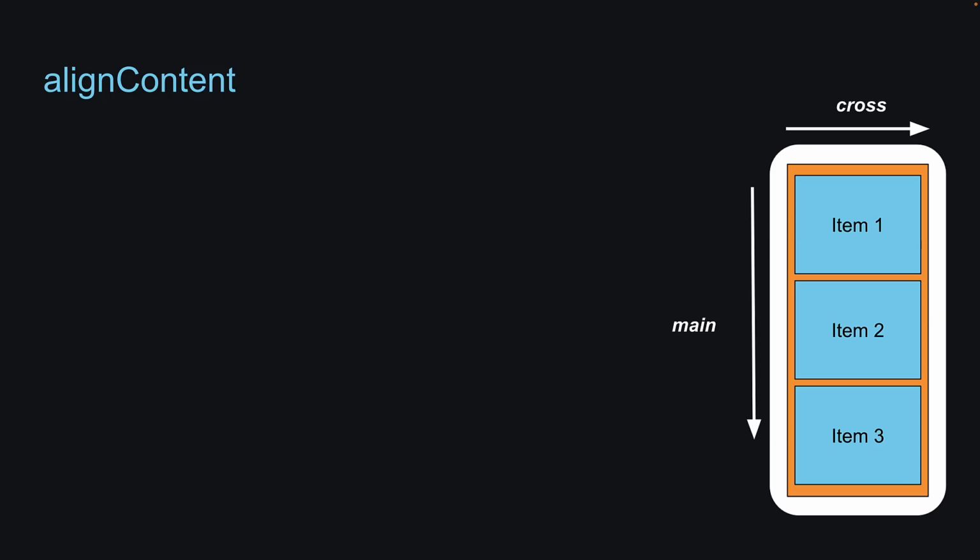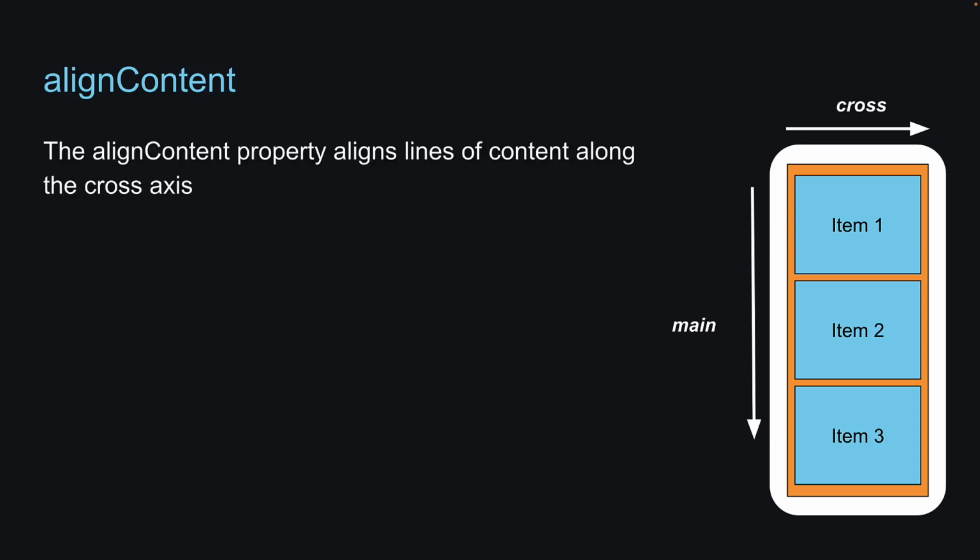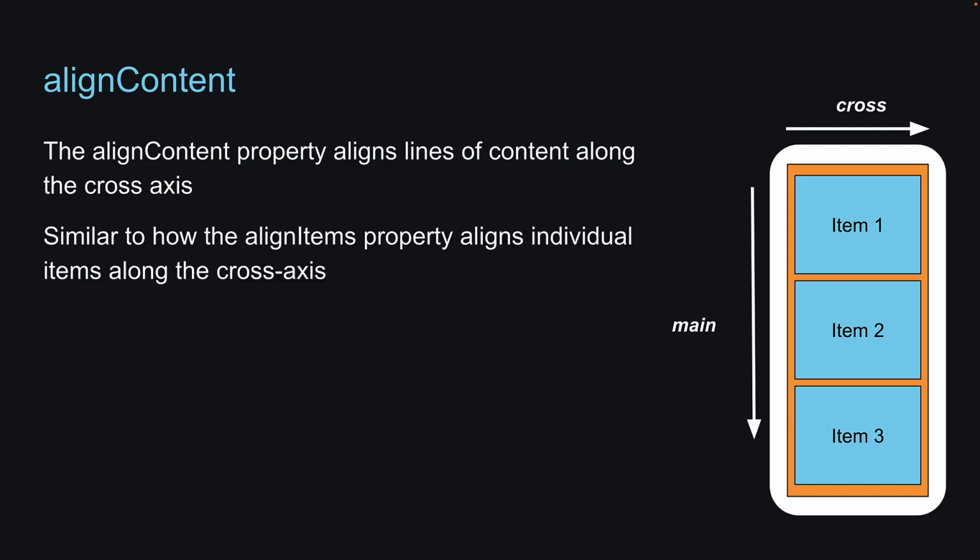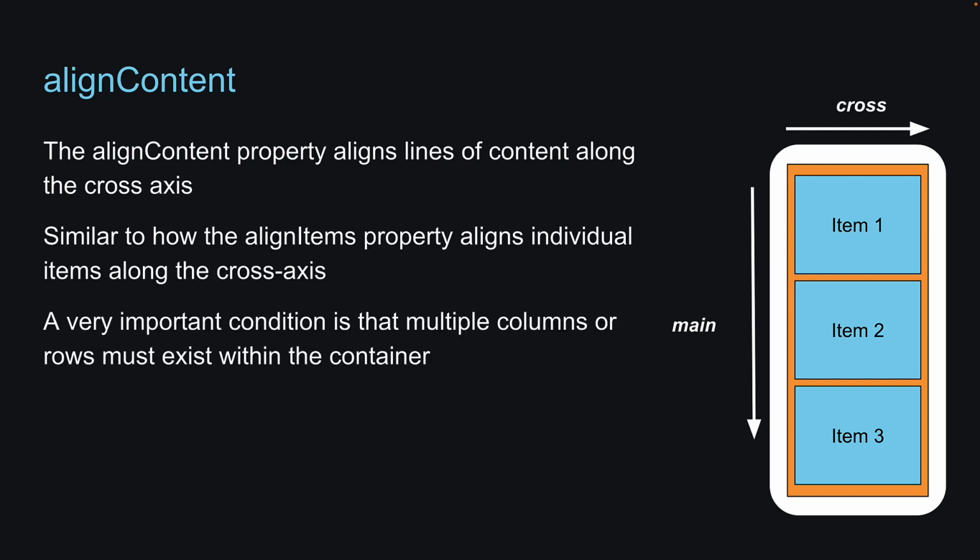All right, let's proceed to the next Flexbox property, which is the align content property. The align content property aligns lines of content along the cross axis. This is similar to how the align items property aligns individual items along the cross axis. However, a very important condition is that multiple columns or rows must exist within the container.